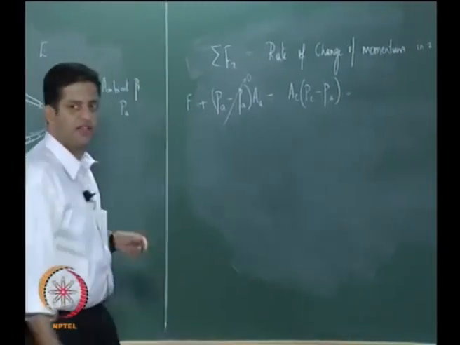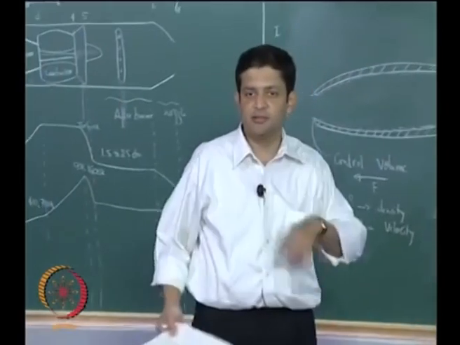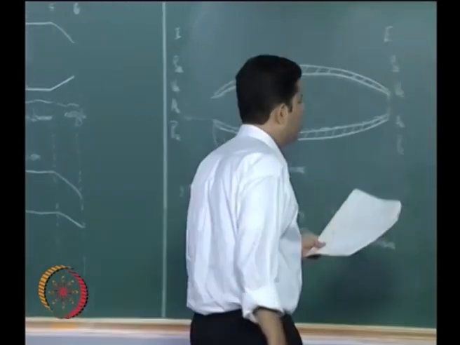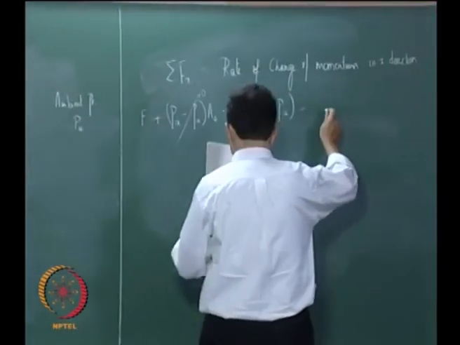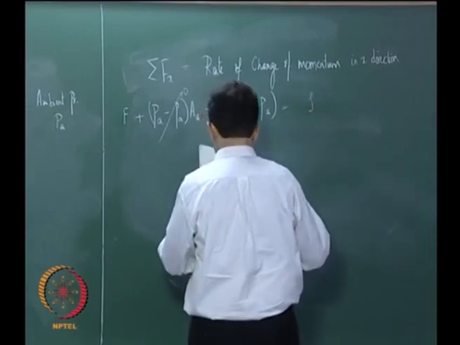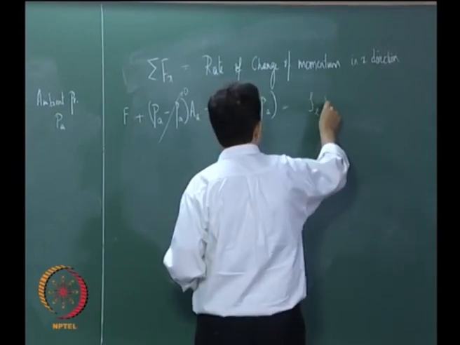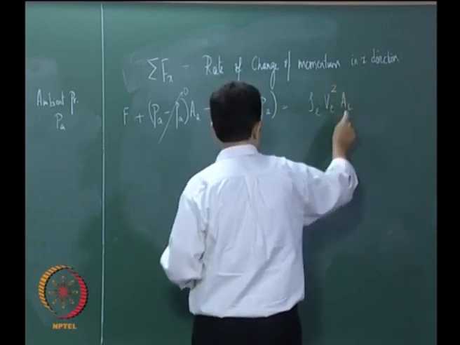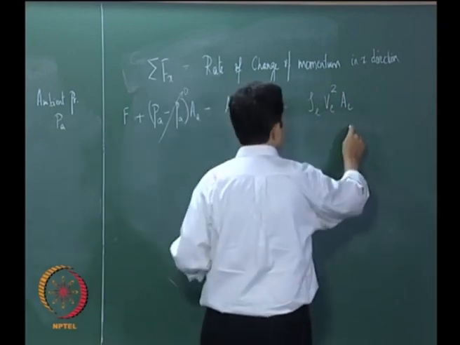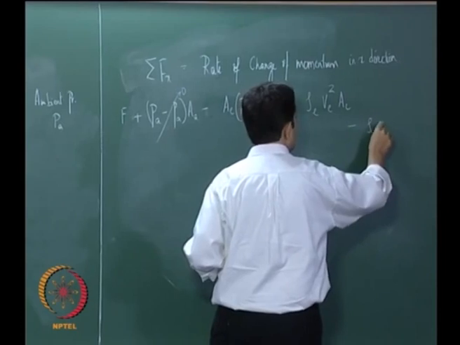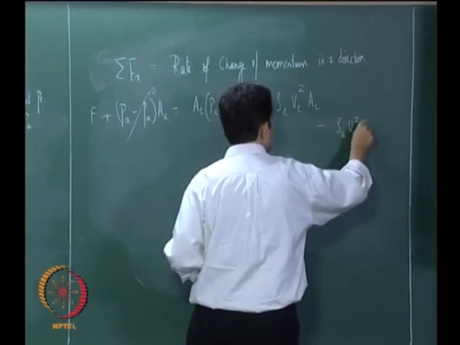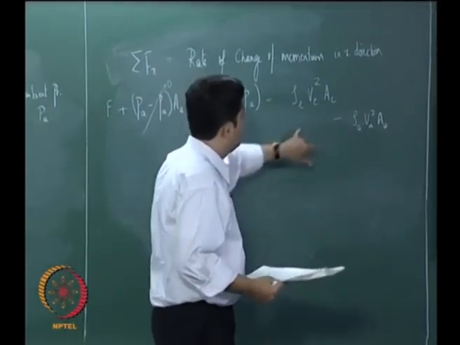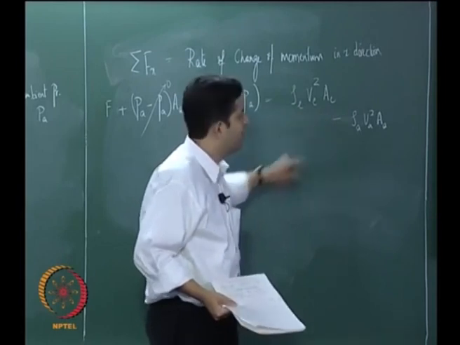Now what is the rate of change of momentum here? M dot into V E, right. So you have rho E V E square A E minus rho A V A square A A. Rho E V E A E we know is equal to M dot V E.